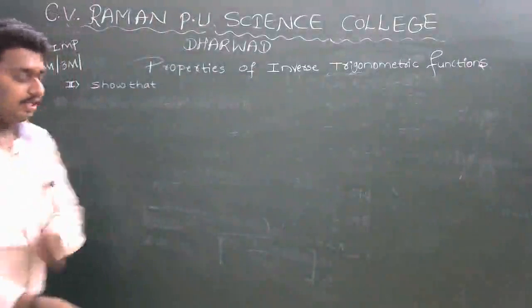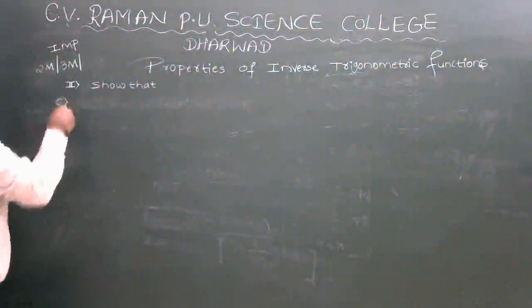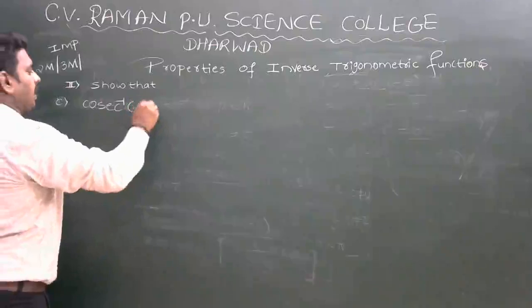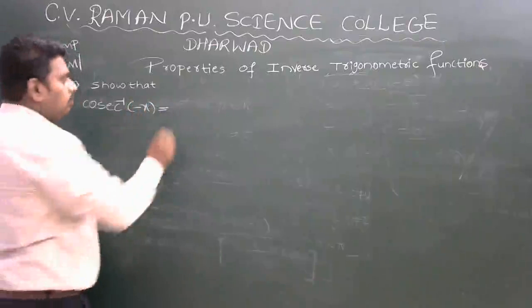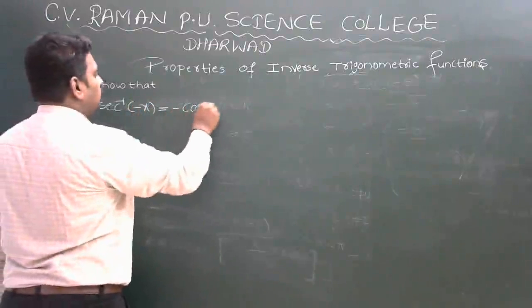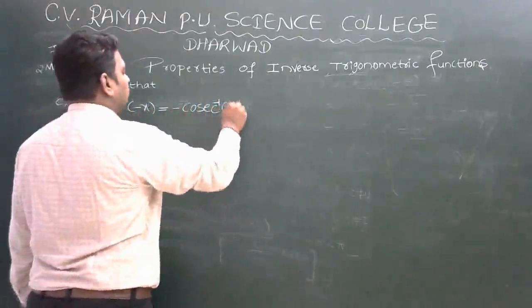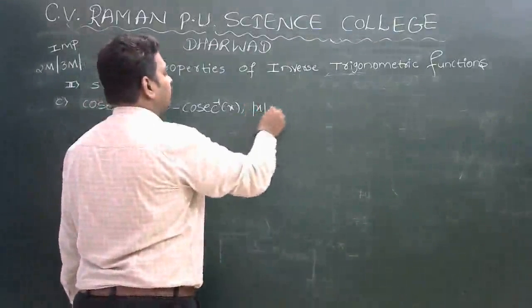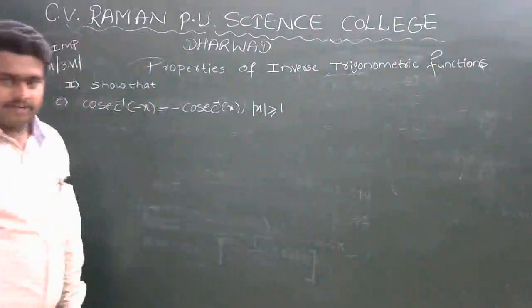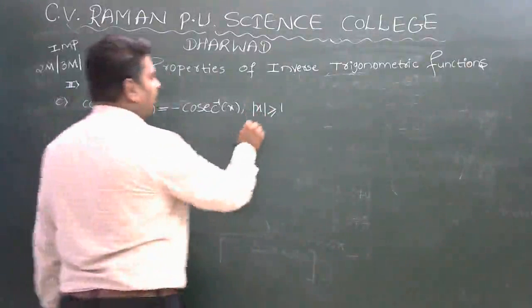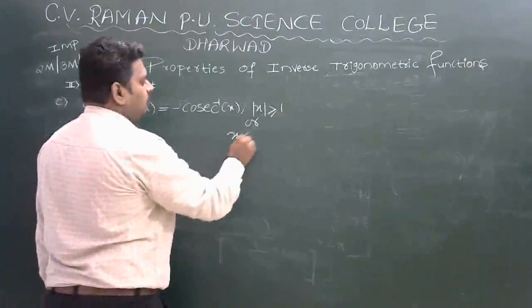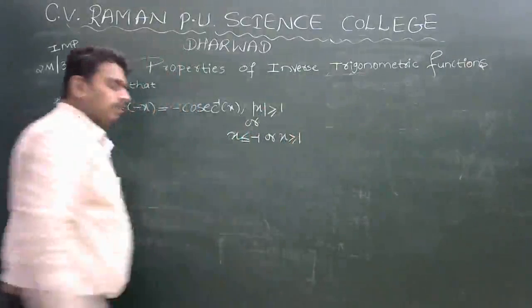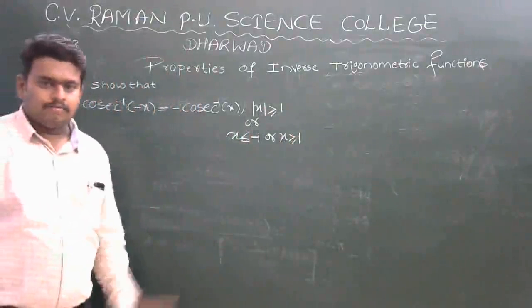Okay, the third one, that is C. Cosecant inverse of minus x equals minus cosecant inverse of x. Sometimes this is written as modulus of x value greater than or equals to 1. Or you can write this one as x value less than or equals to minus 1 or x value greater than or equals to 1. Okay, both are same.